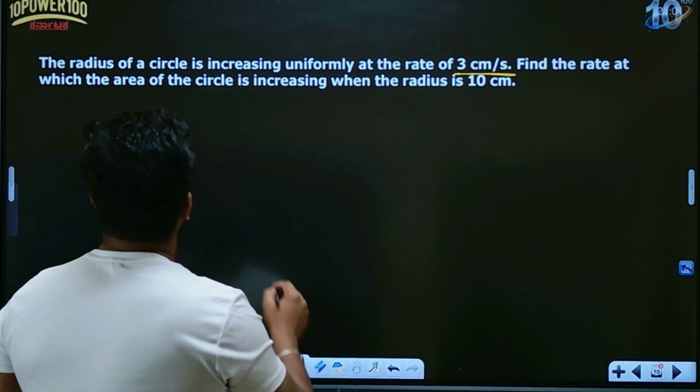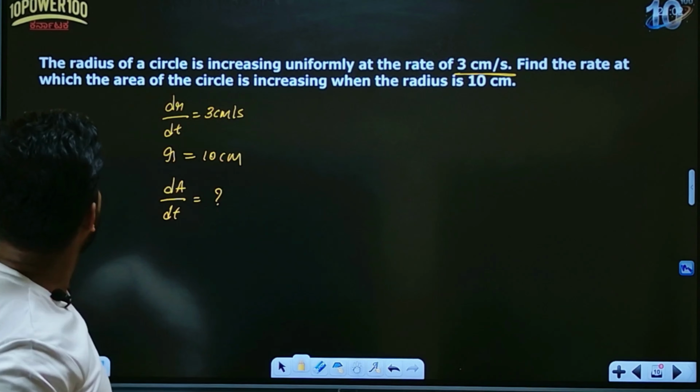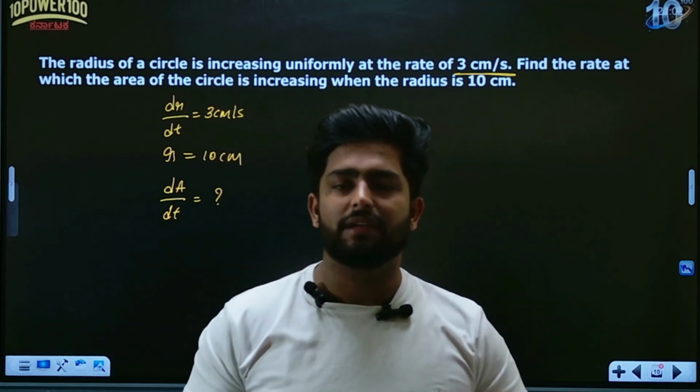Next, find the rate at which the area of a circle is increasing when the radius is 10 centimeter. The radius value is given here: radius is 10 centimeter. They're asking us to find the rate at which the area of the circle is increasing. That means dA by dt we have to find.